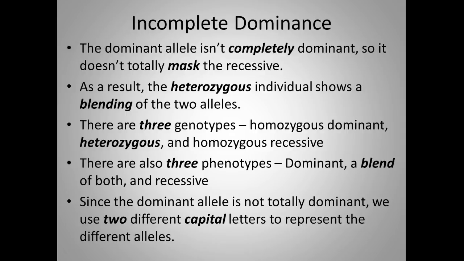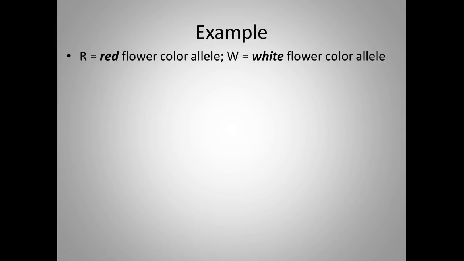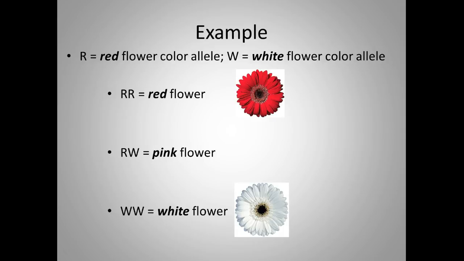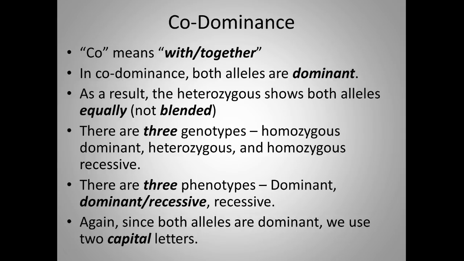Now there's three different phenotypes though: the dominant phenotype, the recessive phenotype, and a blend of both. We're going to use two capital letters that are both different letters to represent incomplete dominance. So you'll see that in this next example. If capital R is a red flower color, capital W is a white flower color, then capital R would be a red flower. Capital W would be a white flower. But you'll see in a heterozygous individual, big R, big W, that would be a pink. So notice it's not red or white, but a blend of those two phenotypes.